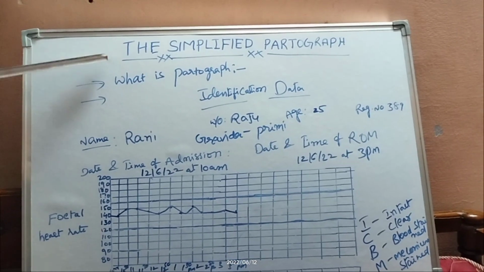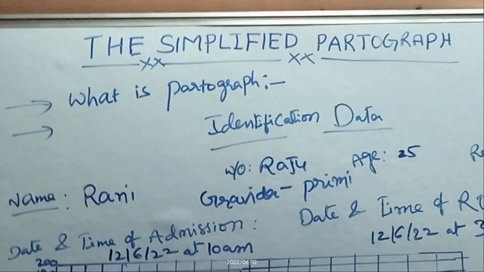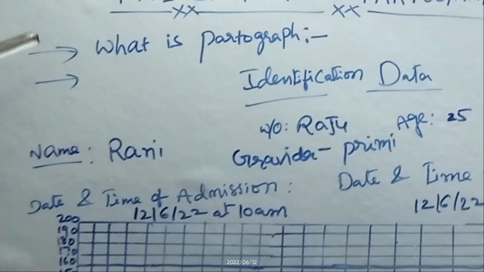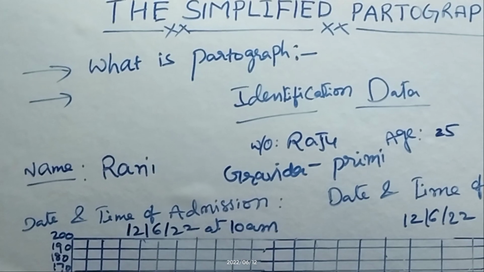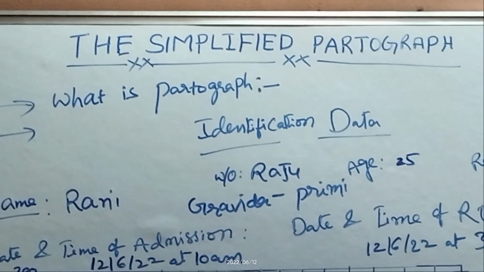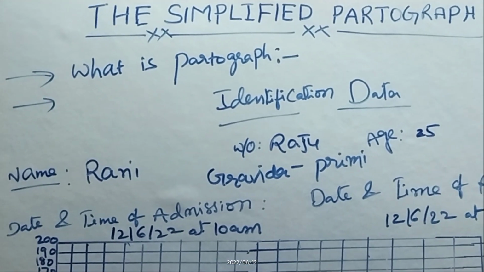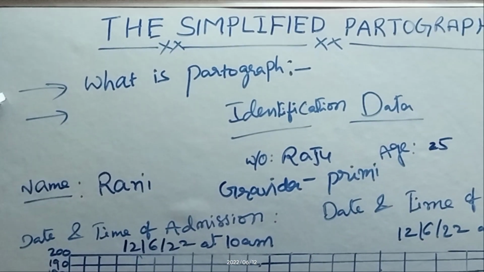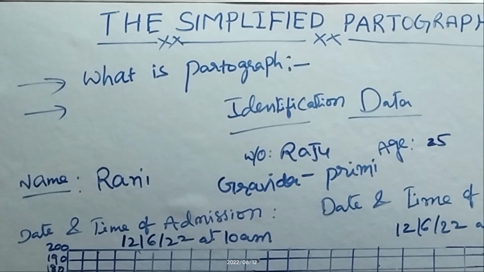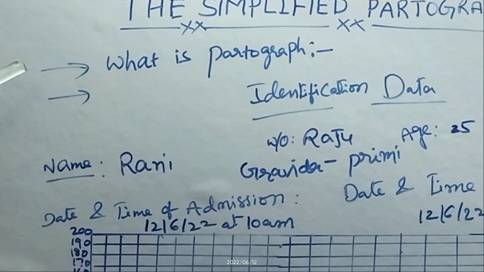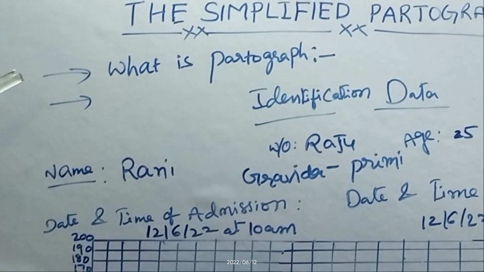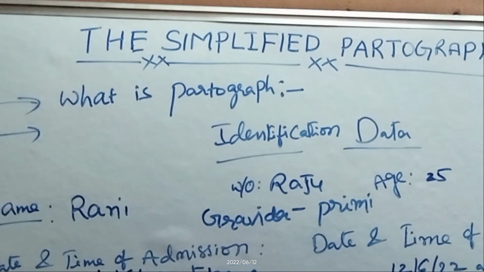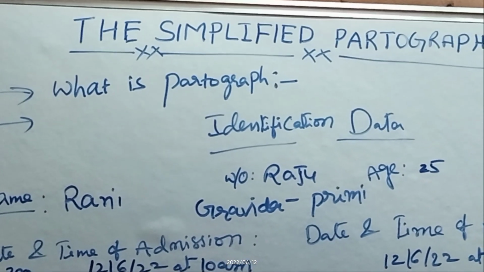Today we are going to speak about the simplified partograph. First, what is a partograph? Why should we know about that? Why is it important? See, a partograph is a graphical representation of progress of labor and the condition of the mother and her fetus. It helps to identify complications in childbirth such as prolonged and obstructed labor, fetal distress or inadequate uterine activity, hypertensive disorders and sepsis.